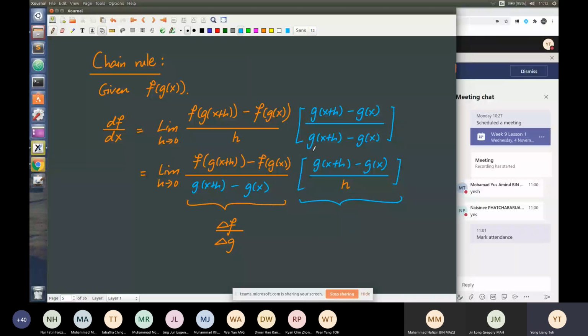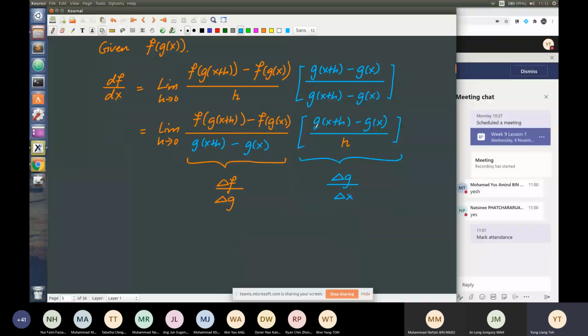The second term is clearly expressing change in g over change in x. Remember my change in x is actually my h, right? So when you apply the limit h goes to 0 to these two separate expressions, what can you expect? You can expect that the first term is going to give you df dg, and then the second term is going to give you dg dx. See that? So you have your chain rule now.